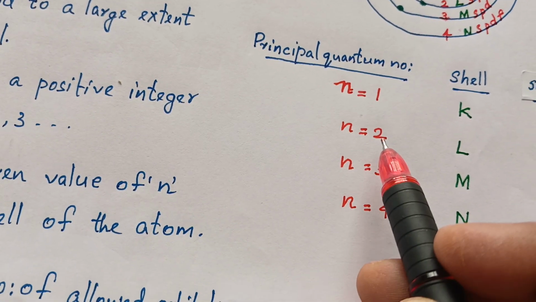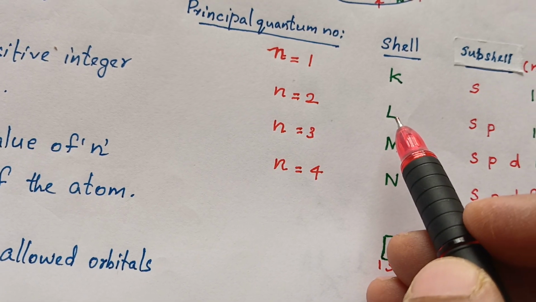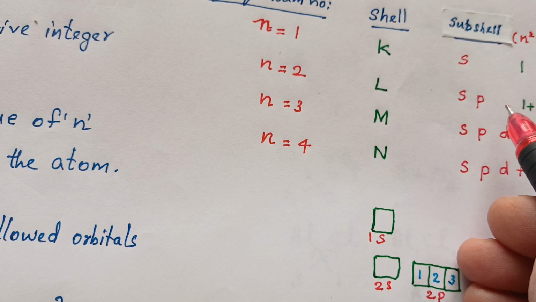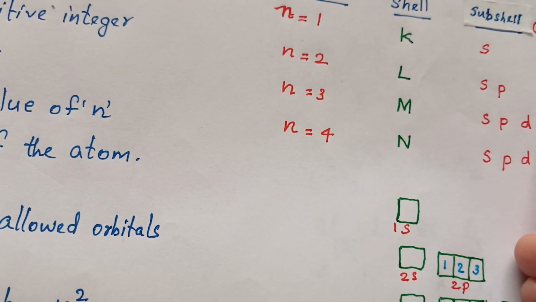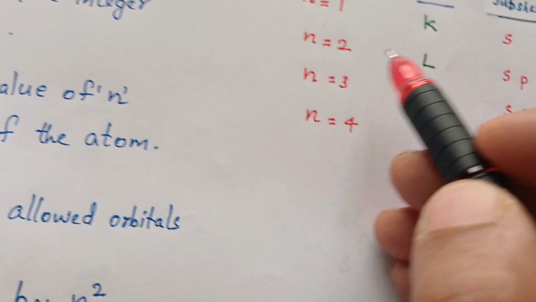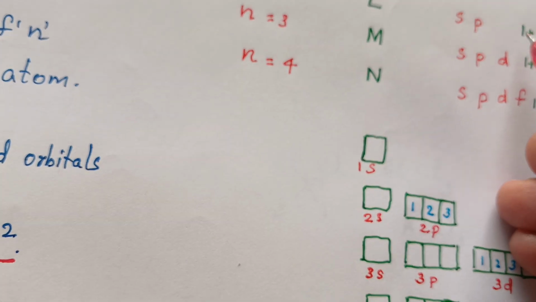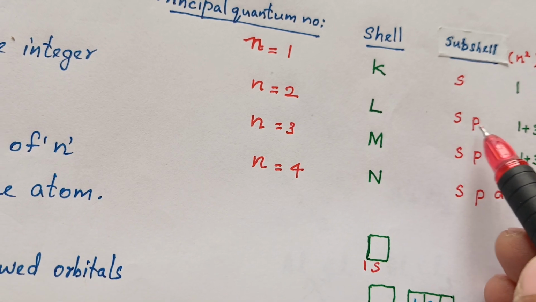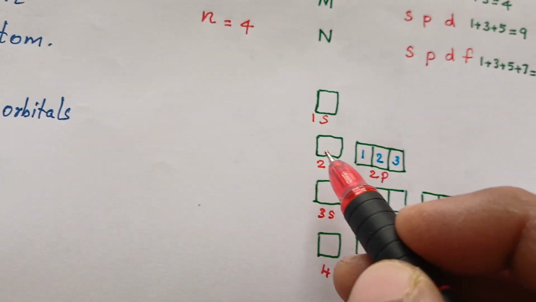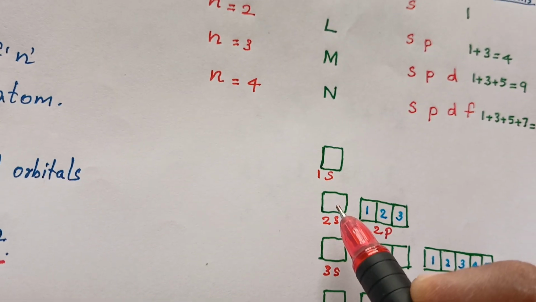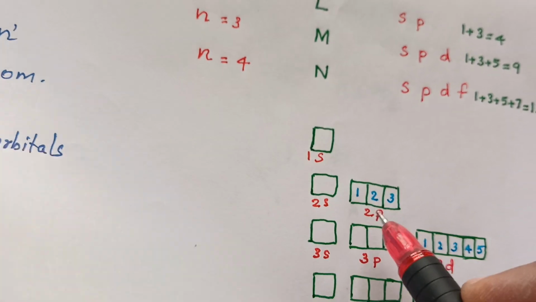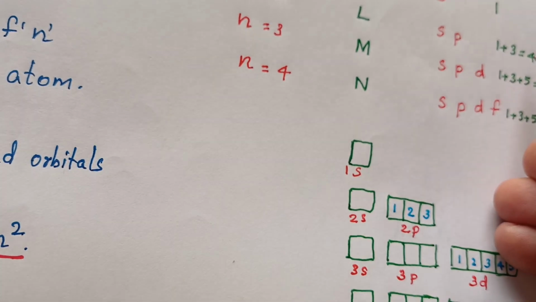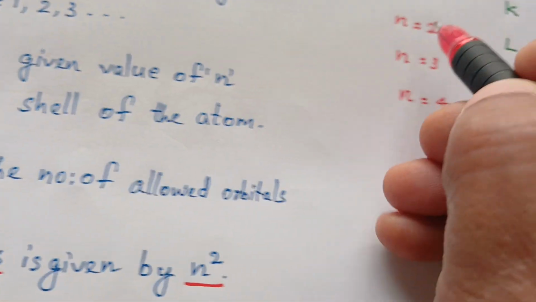When the principal quantum number is 2, it represents the L shell, and it will have the subshells s and p, and there will be n square number of orbitals. When n is equal to 2, n square is 4. So you will have one s subshell orbital and 3 orbitals in the p subshell. This is the 2s, that is one orbital of 2s, and then 2p, there are 3 orbitals. So altogether there will be 4, n square, 2 square, number of orbitals.